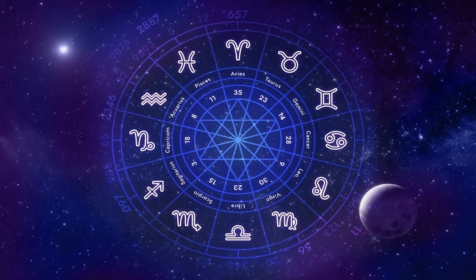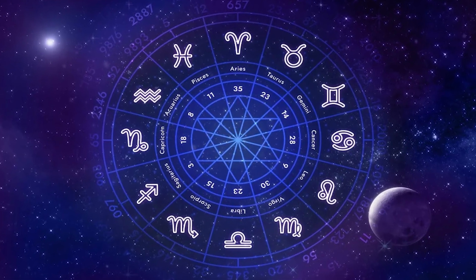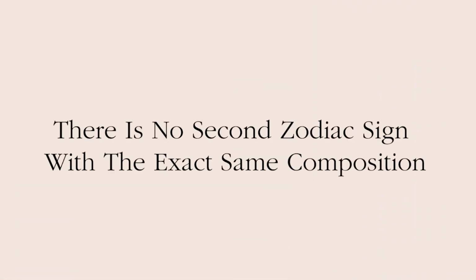So to wrap things up, there are a few more things that I want to say in order for you to really get the essence of this video. First of all, by now it should be clear that every zodiac sign is absolutely unique, even though it might share certain characteristics with another zodiac sign. So there is no second zodiac sign with the exact same composition. The goal was to give you an understanding of the different parts, because when we are diving into the zodiac signs, I'm going to mention those words, and I thought it was really important that you have already heard about them and know what they are.